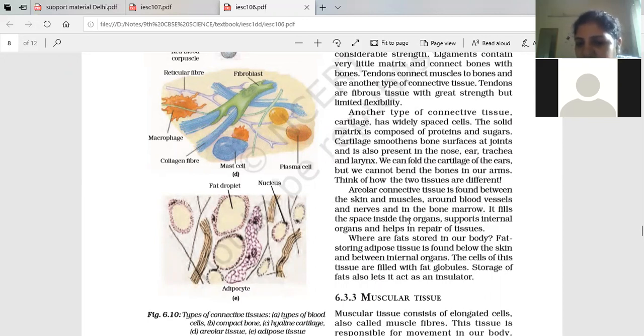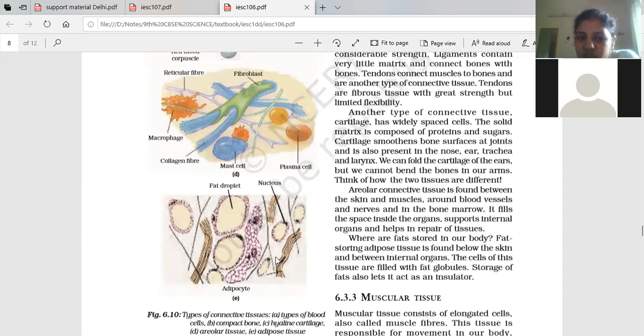It fills the space inside the organ, as well as supports internal organs. Supporting means it is providing flexibility and supporting them. Protective function is performed by these areolar tissues.